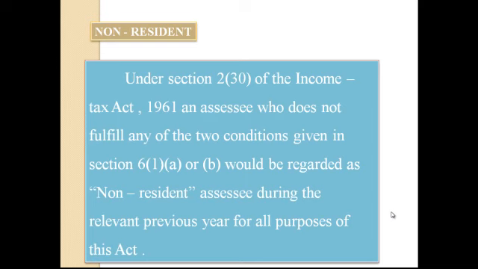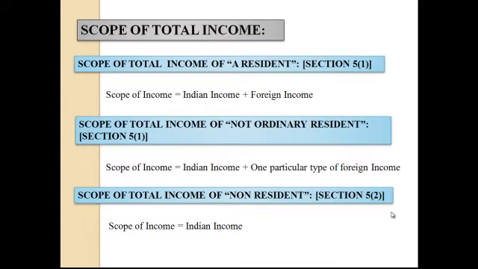In case of a non-resident, under Section 2, Subsection 30 of the Income Tax Act 1961, an assessee who does not fulfill any of the above two conditions given in Section 6, Subsection 1A or B would be regarded as a non-resident assessee during the relevant previous year for the purpose of the Income Tax Act.